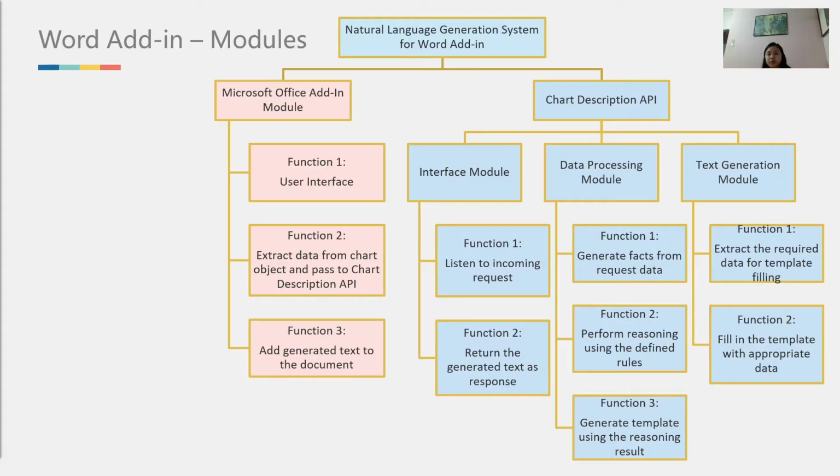In Chart Distribution API, the interface module will listen to the port for incoming requests and return the generated text as responses. The Data Processing module will generate facts from request data and perform reasoning using the defined rules to generate templates. The Text Generation module will extract and calculate the data for template filling. For example, the trend, maximum, minimum. It will then fill in the templates, and then the text summary will be generated.